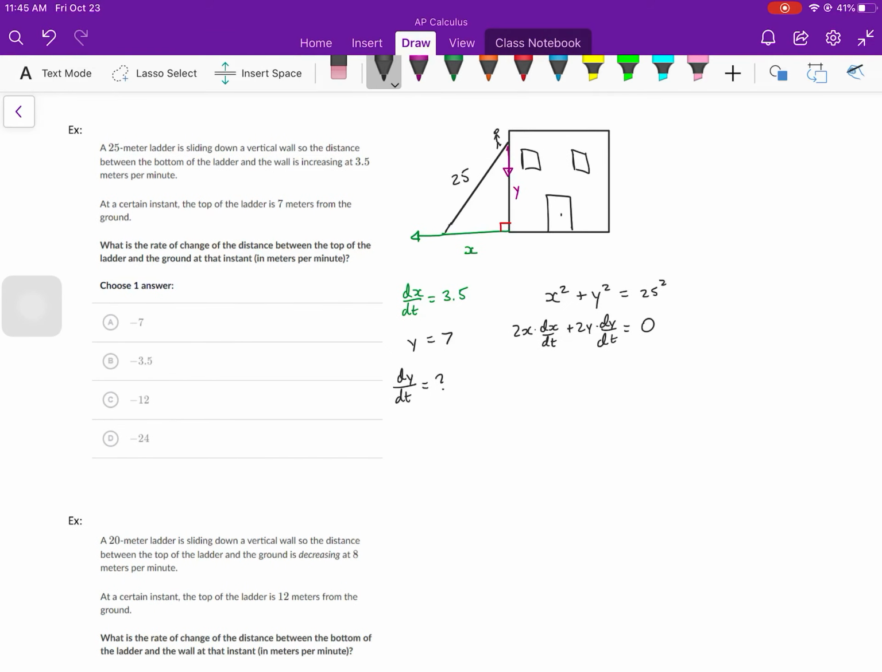Let's plug in what we know. We don't know x yet. We'll find it though. We know that dx dt is 3.5. We know y is 7. And we're looking for dy dt.